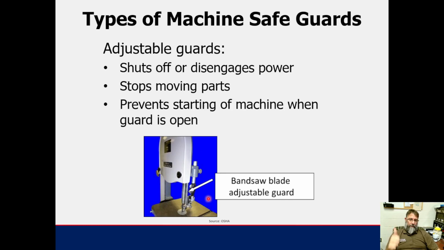Adjustable guards, we have them on our saws in the back. You're able to adjust them based on your workpiece height. Some of these prevent starting when the guard is open. If the guard is not in a proper position, or if you take the guard off, the machine won't work.